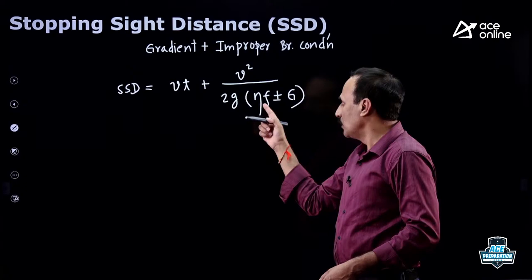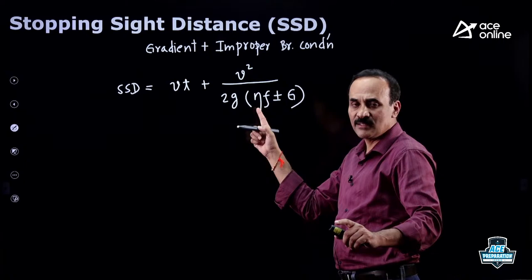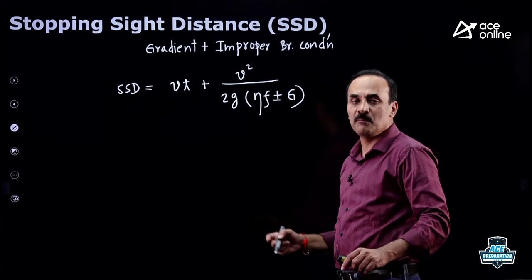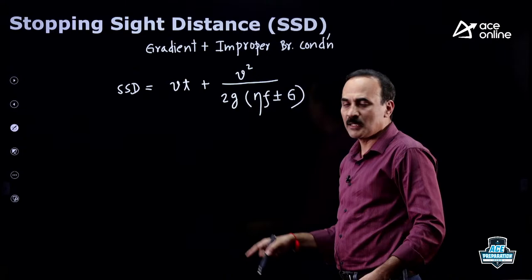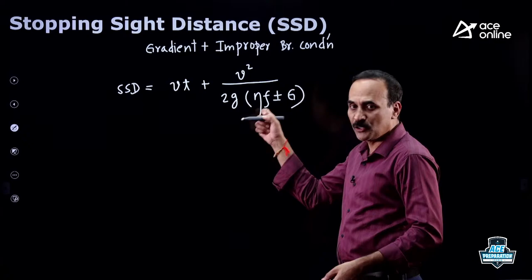Make sure that eta is inside the bracket and it should be directly multiplied to the F. Some people, due to examination tension, take eta outside the bracket. If you use eta outside the bracket, eta is also getting multiplied with the G. That may be dangerous. Make sure it is eta F plus or minus G.